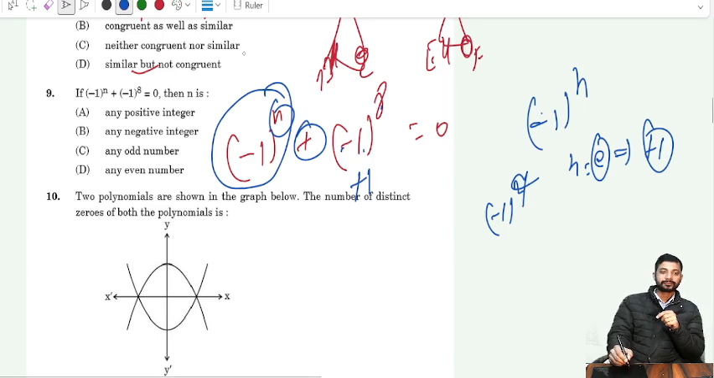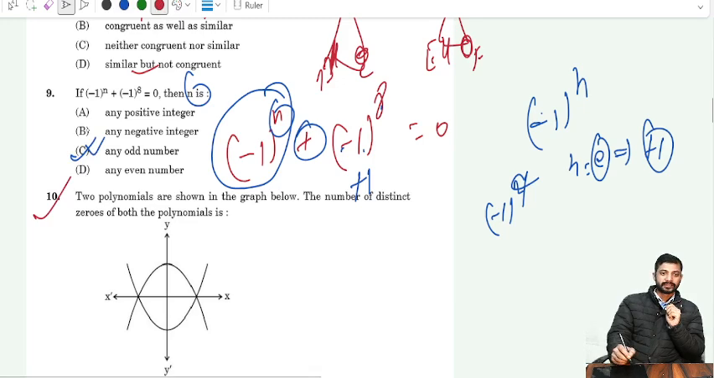So therefore it is asking about n. Is n a positive integer? No. Is n a negative integer? No. Here it does not matter whether n is positive or negative. It matters only one thing, either even or odd. So here n is an odd number. So this is a very important and conceptual question.